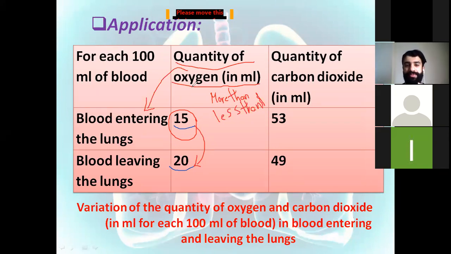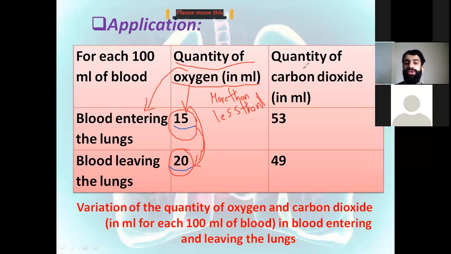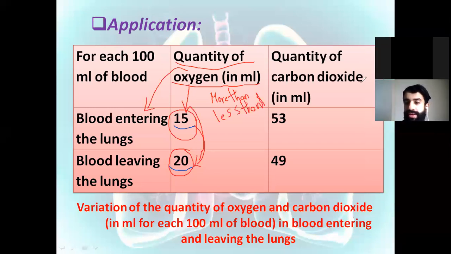So let's repeat it. The quantity of oxygen in the blood entering the lungs was 15 milliliters, which is less than the quantity of oxygen in the blood leaving the lungs, which is 20. So this is the comparison. What if you want to compare the quantity of carbon dioxide in the blood entering and the blood leaving? Aya Shimi, can you do this?